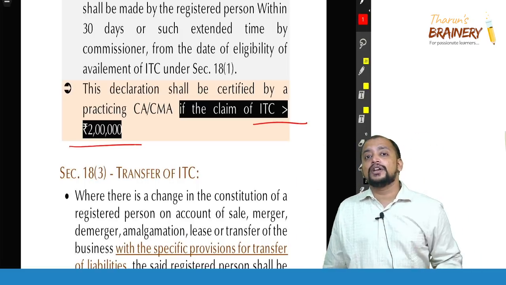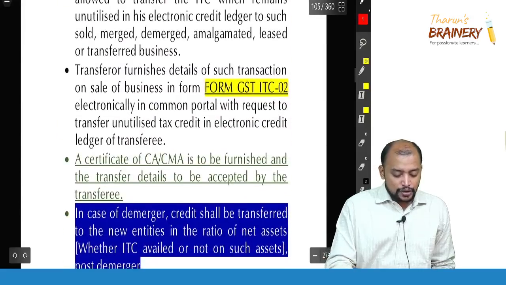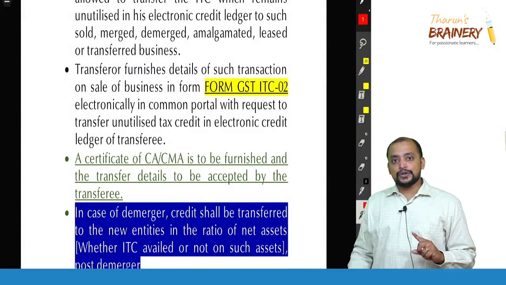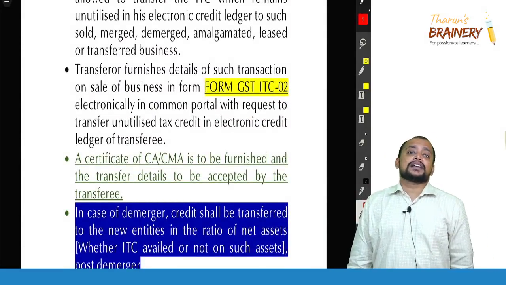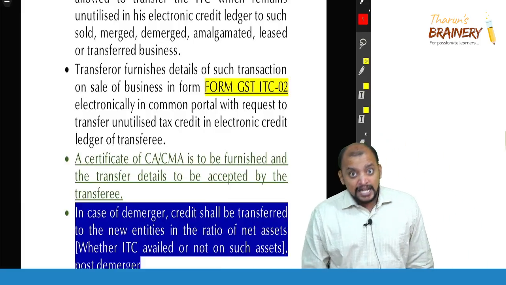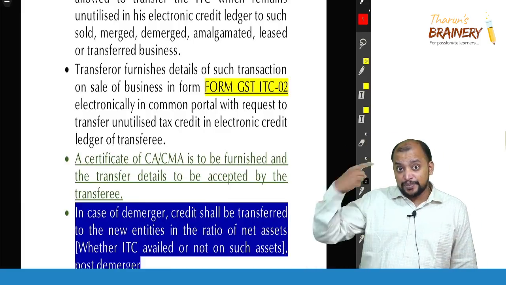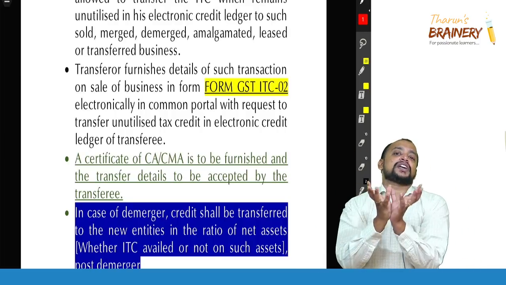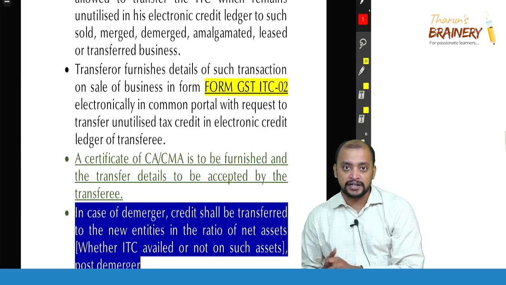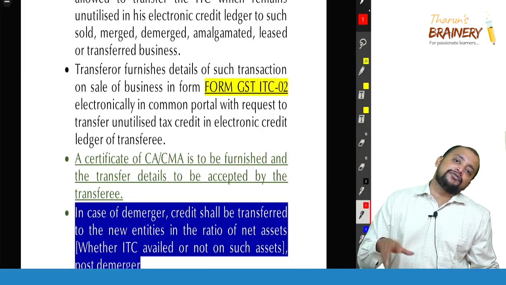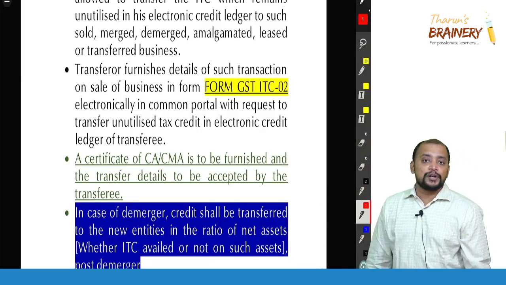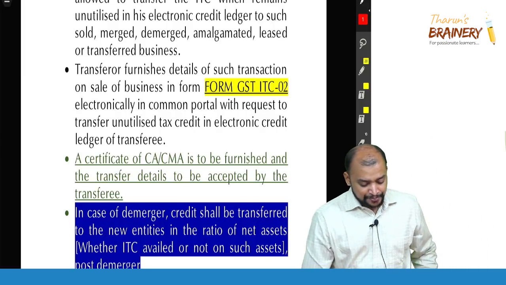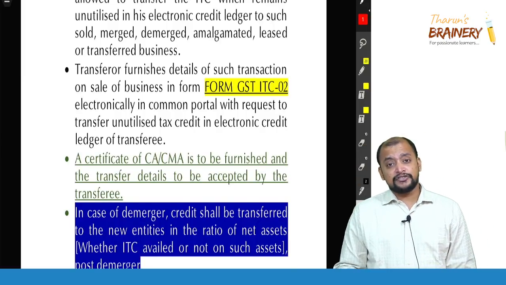For that, one form needs to be filed, that is ITC 02. ITC 02 should be certified by a chartered accountant or a cost accountant that there is a transfer of business with specific provision for transfer of liabilities. Then only it will be called a transfer of business as a going concern. If all liabilities are paid off and only assets are transferred, that will not be called a transfer of business.